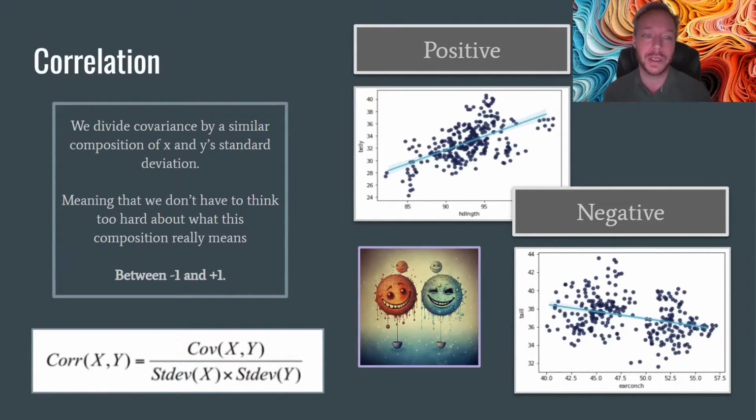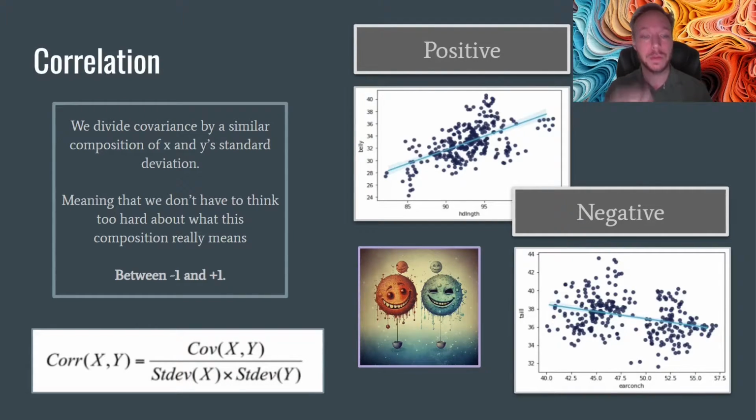Okay, so the reason that we need to understand the concept of covariance is because we use it to calculate correlation. Correlation is what we'll probably use at the end of the day to communicate our results, to make comparisons between different features in our data set, and to understand the strength of each of those relationships.